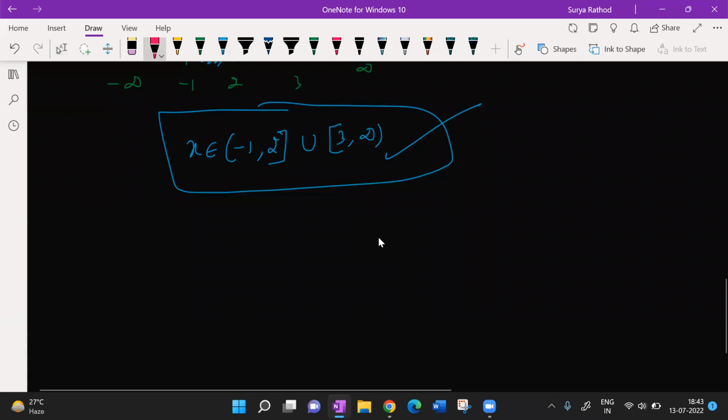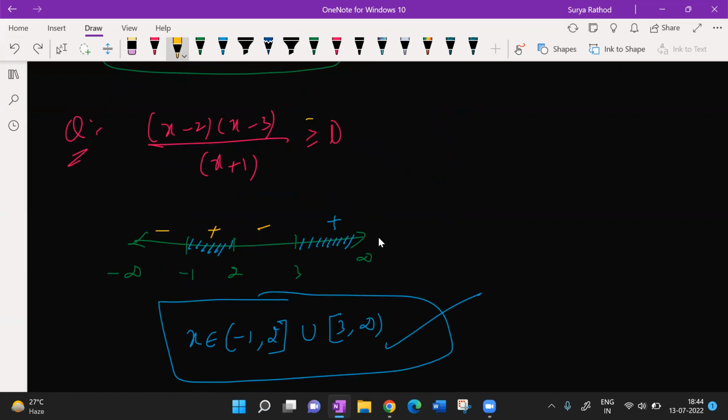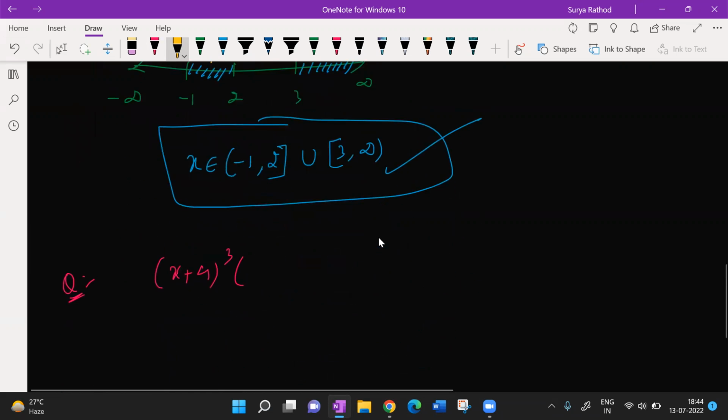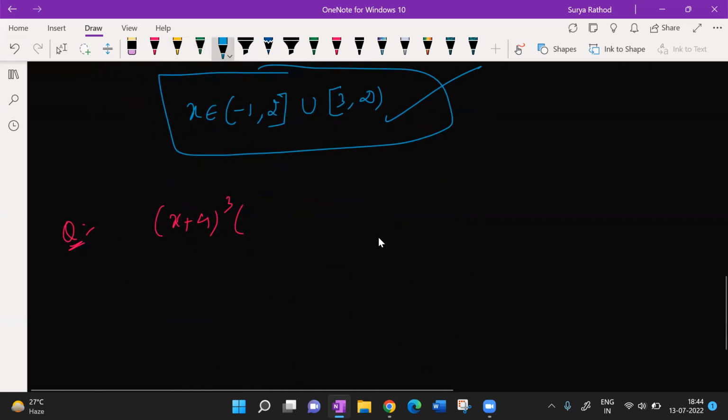No, sir. Now I'll give the question. I'll change the question. Think and answer. Sir, I have a doubt, sir. Why did you only choose a positive region? Because he has given greater than or equal to 0. Check. He has not given any even power. He has given only odd power. So I had to go with alternate signs.